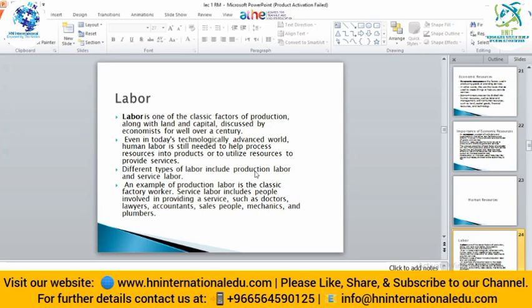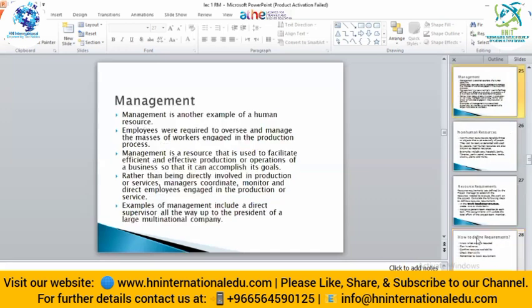Different types of labor include production labor and service labor. An example of production labor is a factory worker, and service labor involves people who provide services like doctors, lawyers, accountants, salespeople, and plumbers. These are the persons who are providing the services, and the persons who are working inside the factory for the production are the factory labor, or production labor.